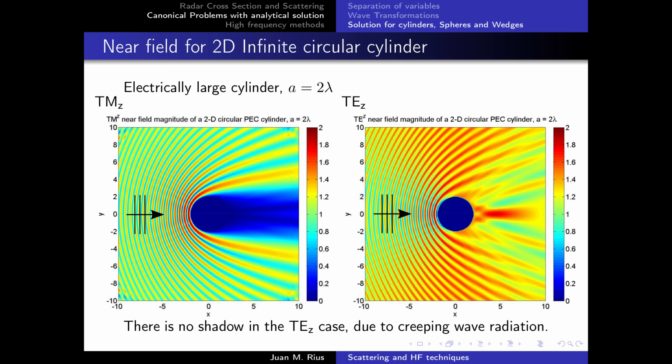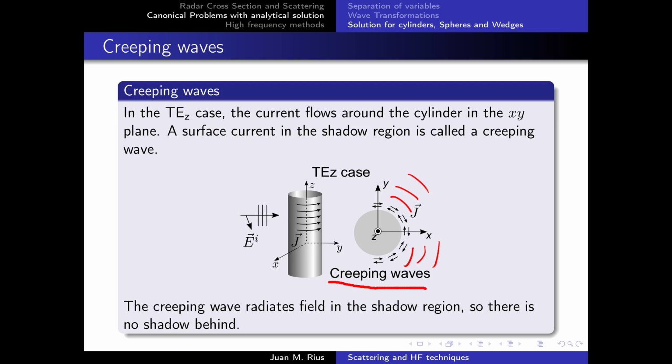So in this case, for a cylinder radius that is not small compared to the wavelength, we also have interaction in the TE case. Now, both cases, TM and TE, have a lot of interaction between the cylinder and the incident field. However, what is different between TM and TE is the shadow region. In the TM case, we have the shadow region. In the TE case, we don't have the shadow region, and this is due to the creeping waves.